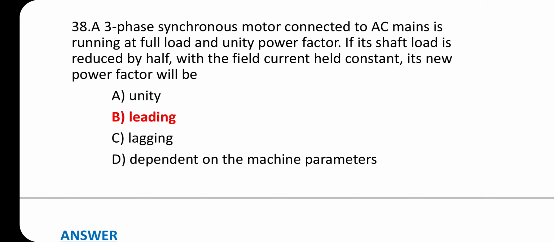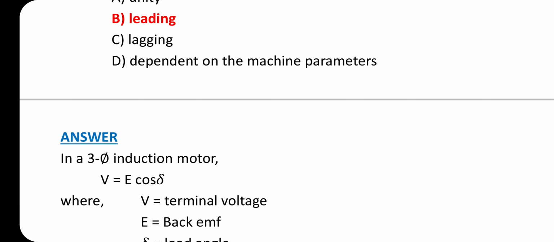Question number 38. A three-phase synchronous motor connected to AC mains is running at full load and unity power factor. If its shaft load is reduced by half with the field current held constant, its new power factor will be, answer is option B, leading.